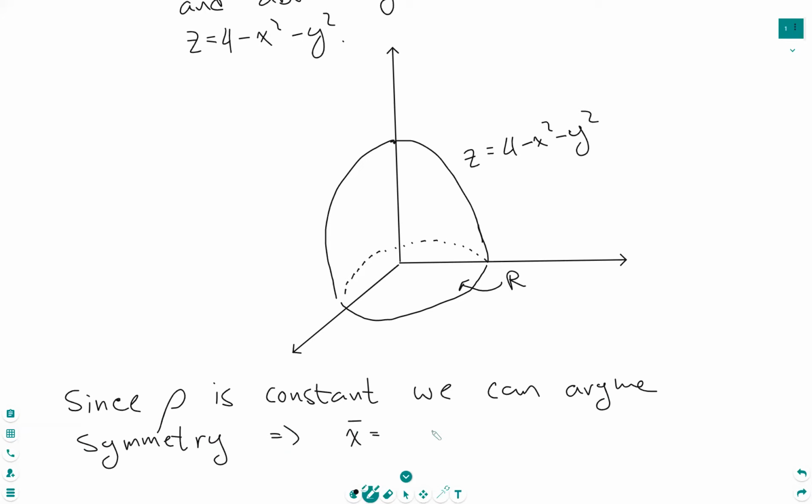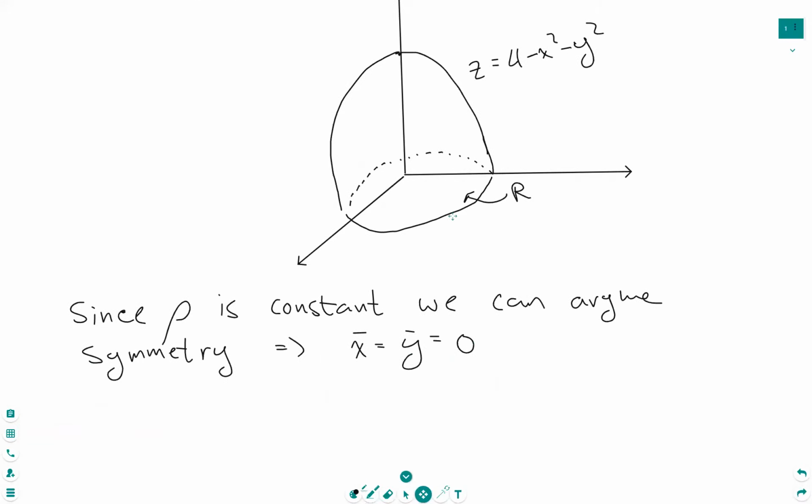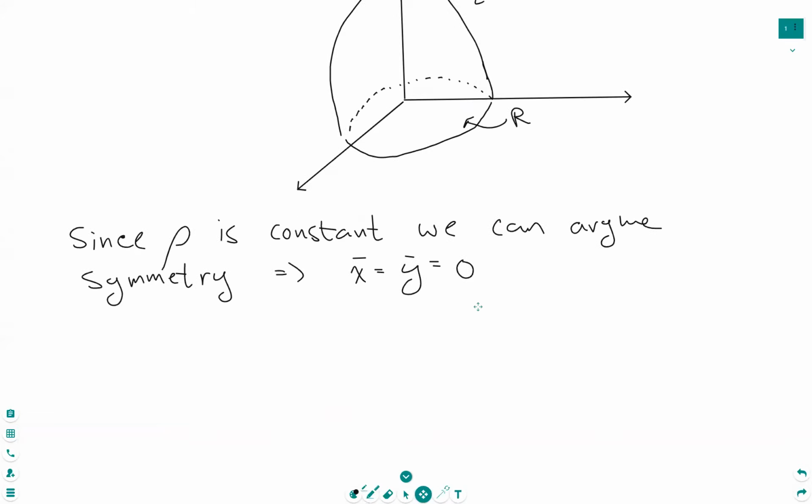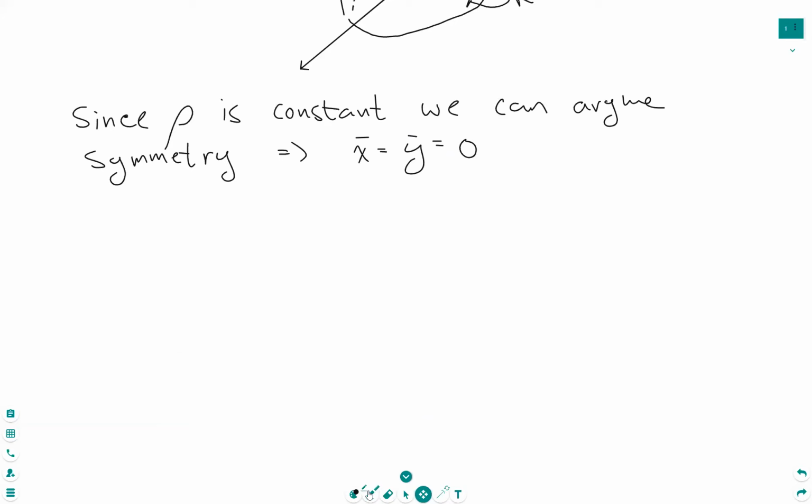Which means that x bar and y bar are both equal to 0. The only thing that we can't convince ourselves of is the z bar. So we're actually going to do the integral for this. To find z bar, we first have to find the moment and the mass. So let's start with the mass.